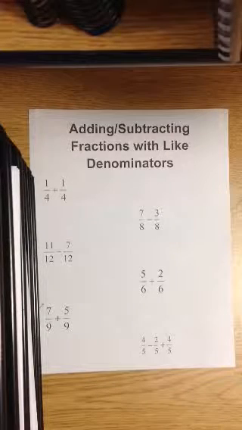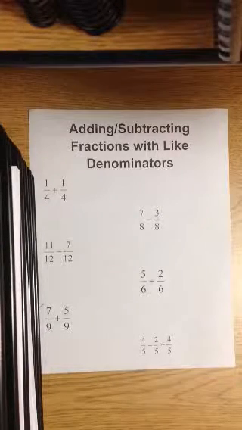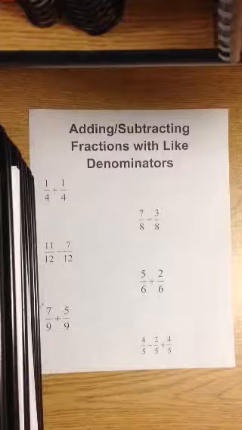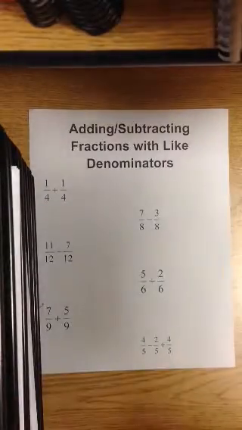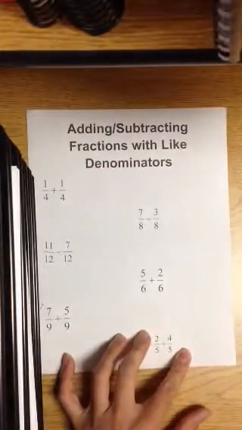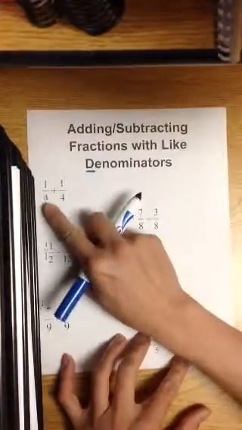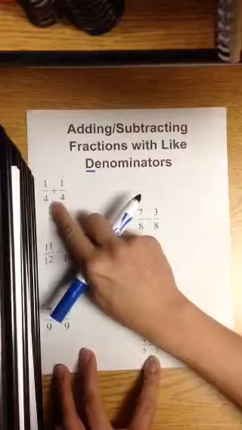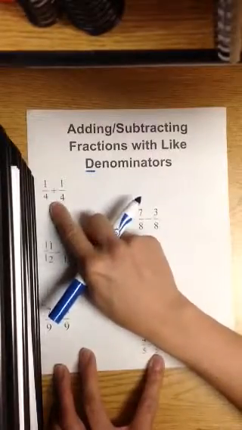Today we're going to be talking about how to add and subtract fractions with like denominators. Like, what does that mean, like denominators? Well, remember, denominators mean D for down. So let's look at the denominator. Do you see how these denominators are similar or like each other?